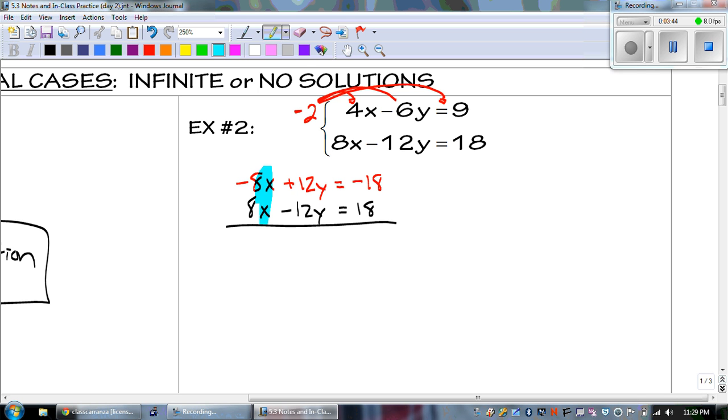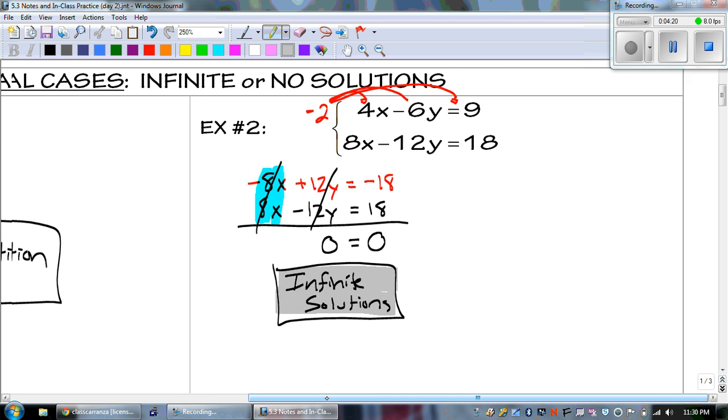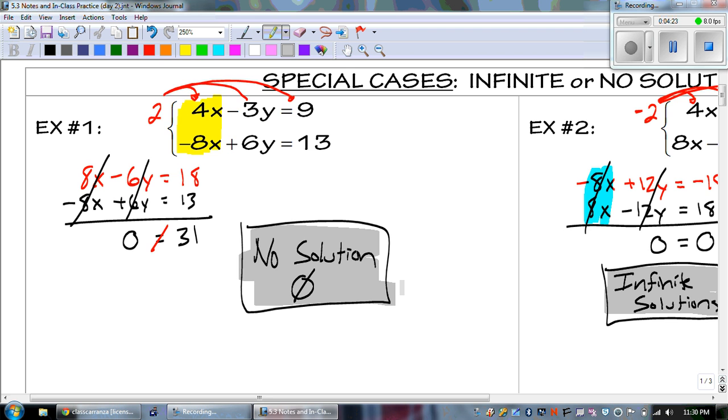Okay, now just like we planned, the x's cancel. But then look at our y's. Our y's cancel too. So on the left side, we're left with 0. Now on the right side, negative 18 plus 18, guess what? That's 0 too, and we're left with a true statement. So when we're left with a true statement, our answer is infinite solutions. Okay, so infinite solutions, and that first one was no solution.